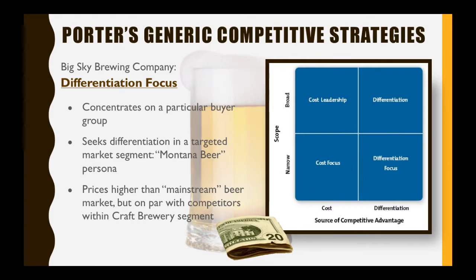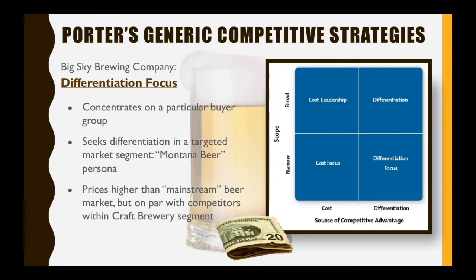So Michael Porter's generic competitive strategies fall into a four-quadrant graph, with cost leadership being in the upper left quadrant, as you can see here in this diagram, differentiation upper right, cost focus is the lower left, and differentiation focus is the lower right. We as a team have determined that the Big Sky Brewing Company falls into the differentiation focus generic competitive strategy, and in determining this, we considered the fact that Big Sky Brewing Company concentrates on a particular buyer group, which will be further discussed later on in the presentation.